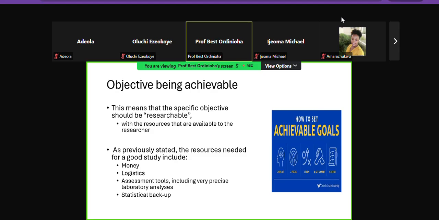Then the objective should be achievable. You are not going to receive any grants, which means it has to be funded by you, just as we said. You have to ask yourself some questions. Can you complete the study within the period allowed? You won't have more than six months to do this project, so you should be able to conclude it within six months.